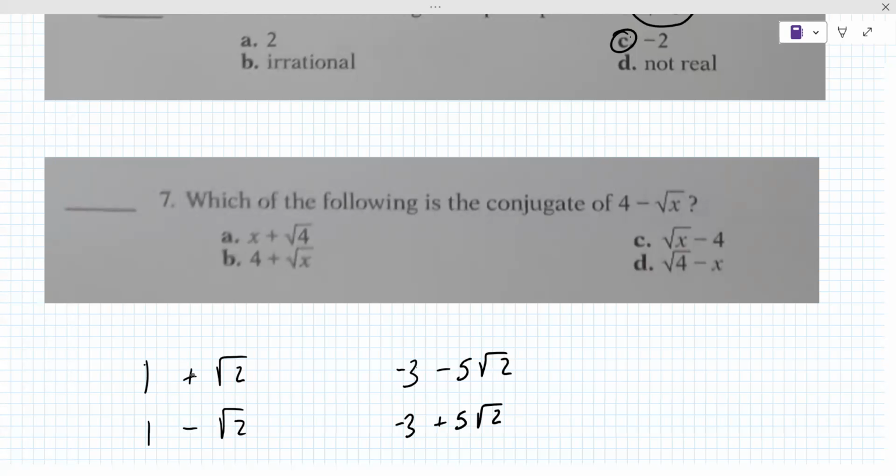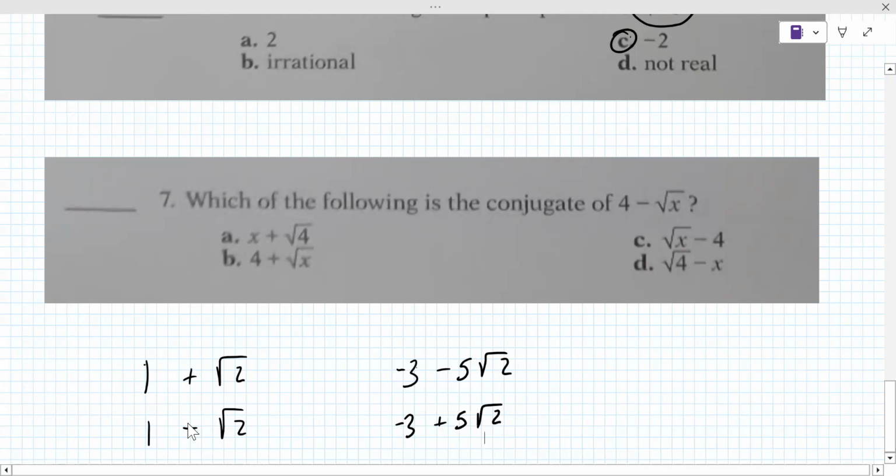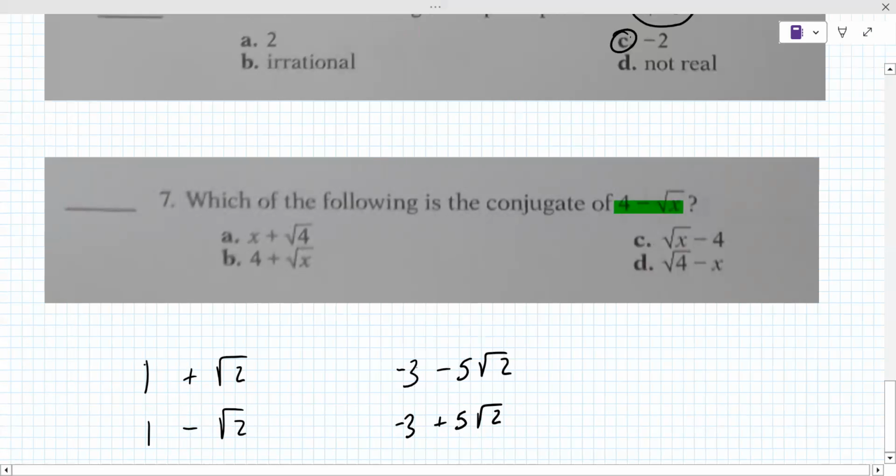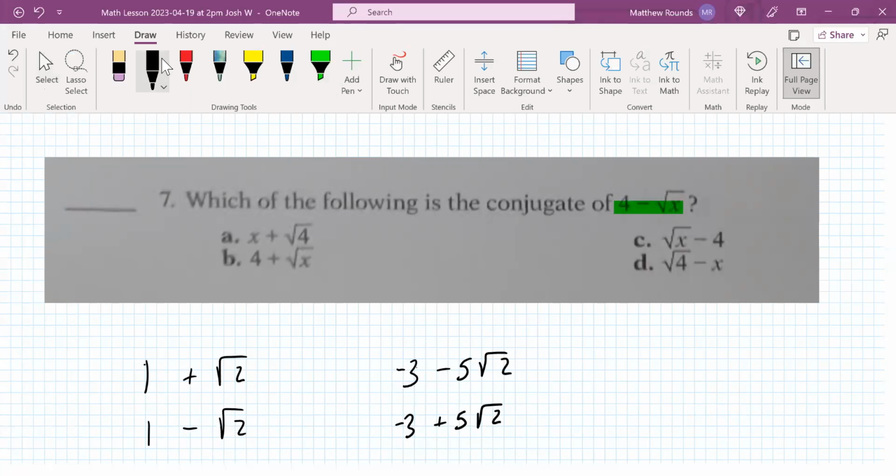You're subtracting, or you'd be adding. So it switches operator. If it's positive or plus, it becomes negative, or subtract. If it's subtracting, it becomes plus right here, like that. Now, that is the only difference. So when you look at 4 minus square root of x, you're looking for the one that's exactly the same, except for that subtraction symbol.